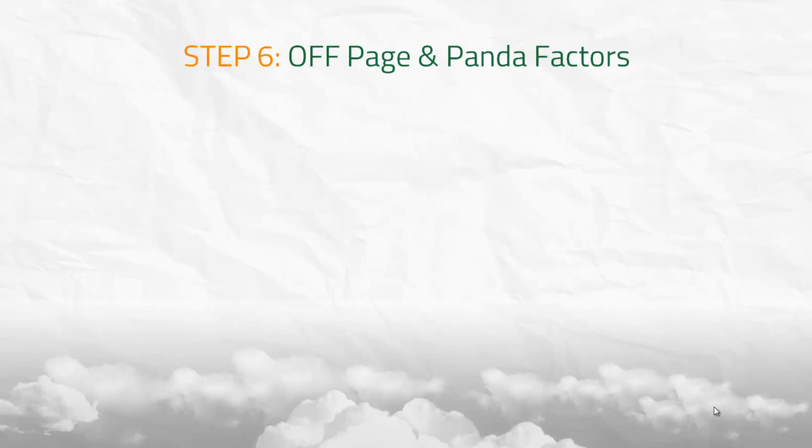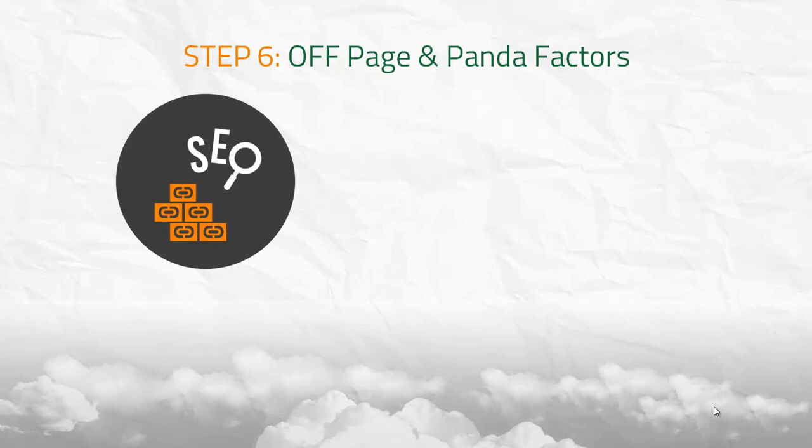Okay. Step 6 is off-page and Panda factors. And with this, you have the first section, which is page rank and anchor text backlinks. There's a lot of sites out there that will allow you to write articles, or even on your social media, you can create what's called an anchor text backlink. So essentially, you can highlight a word in an article. In this case, if we were selling drivers, we could highlight the words golf drivers. And if someone were to click on that golf drivers link, it would take them to your website.